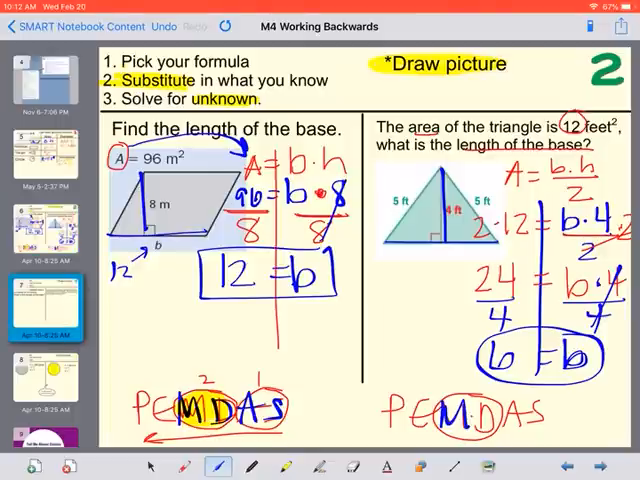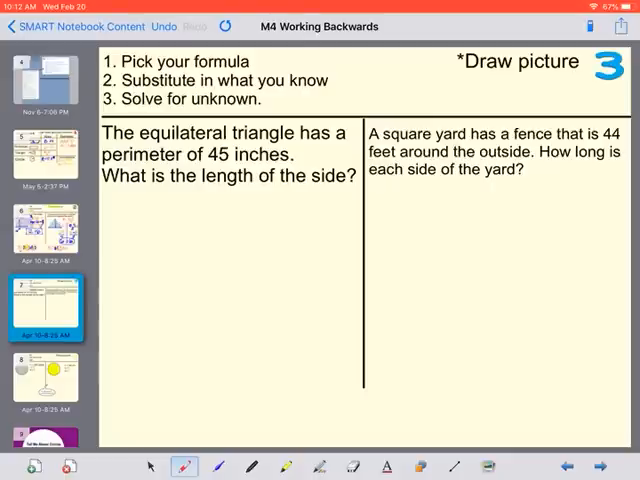On to the back side, we need to draw a picture. It says the equilateral triangle has a perimeter of 45 inches. So I'm going to draw a triangle. The perimeter is 45 inches. We want to know what is the length of one side. So perimeter, formula for perimeter, is to add up all sides.